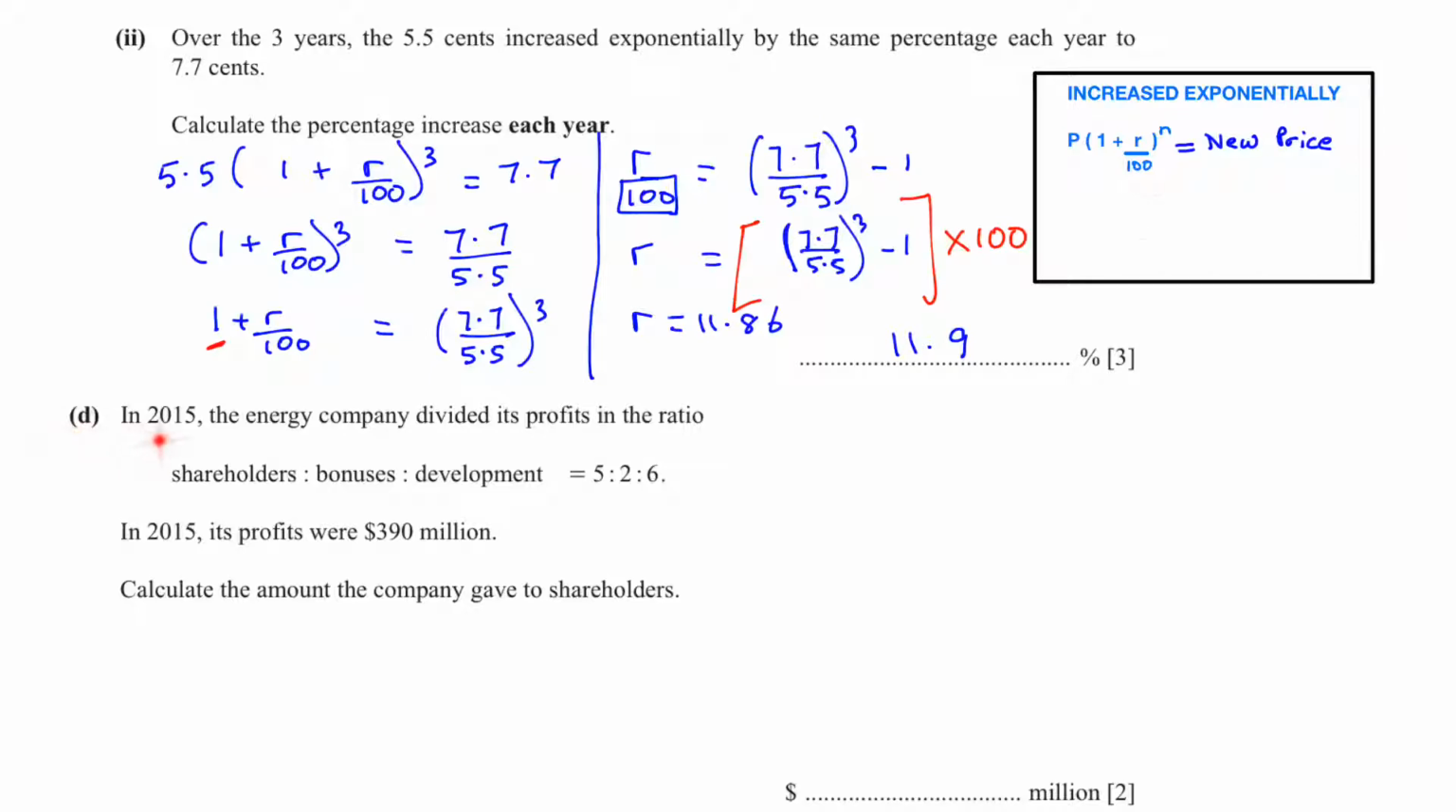In D, in 2015, the energy company divided its profits in the ratio shareholders, bonuses, and development. The profit was 390 million in 2015. Calculate the amount the company gave the shareholders. So this is the shareholders 5. Over the total, 5 plus 2 plus 6 is 13 times 390 million. This will give us 150 million.